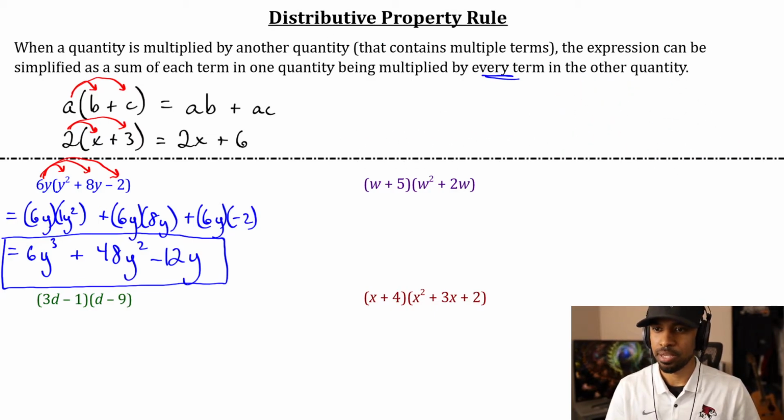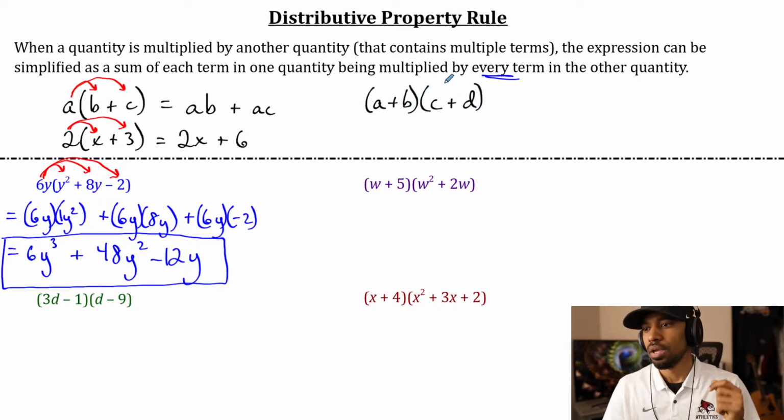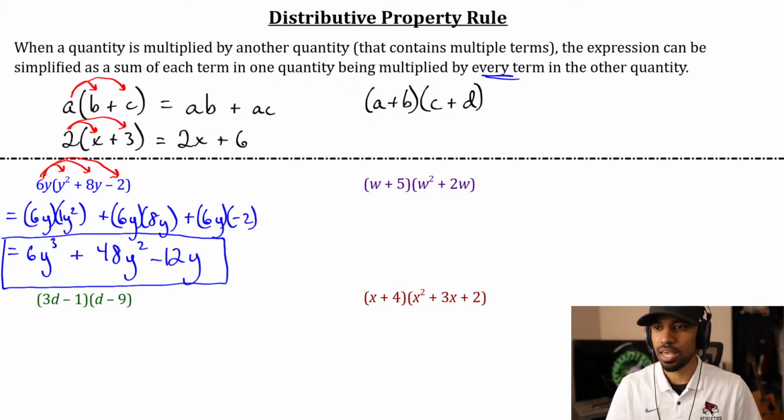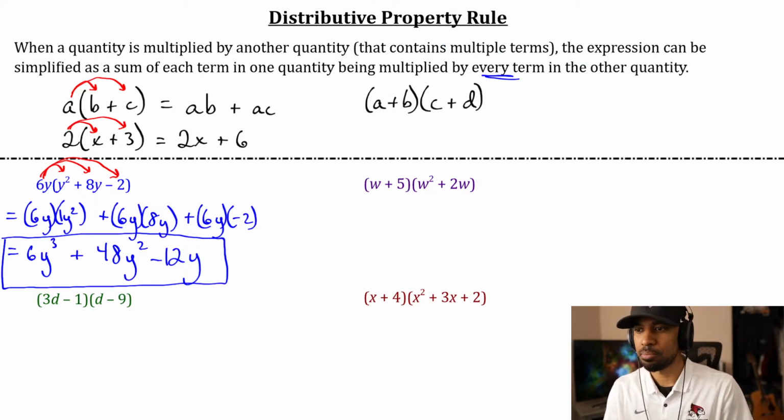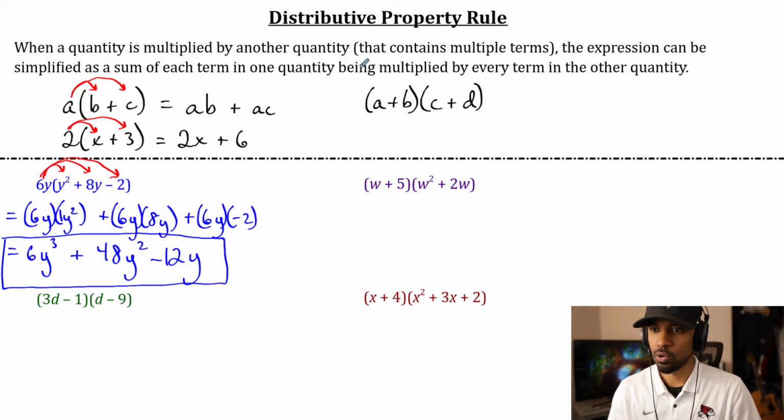Now we're going to multiply a binomial with a binomial. So in this case, it's like I'm multiplying an actual quantity expressed with multiple terms, a plus b, times some c plus d, like this. All right, that's what's going on here. Now, here's what happens. This is still a quantity. When a quantity is multiplied by another quantity, the expression can be simplified as a sum of each term in one quantity. Here are the terms in one quantity, a and b. Each term in one quantity being multiplied by every term in the other quantity. So each term in one quantity, this a is going to multiply by every term in the other quantity, c and d. A is going to multiply with c, and a is going to multiply with d.